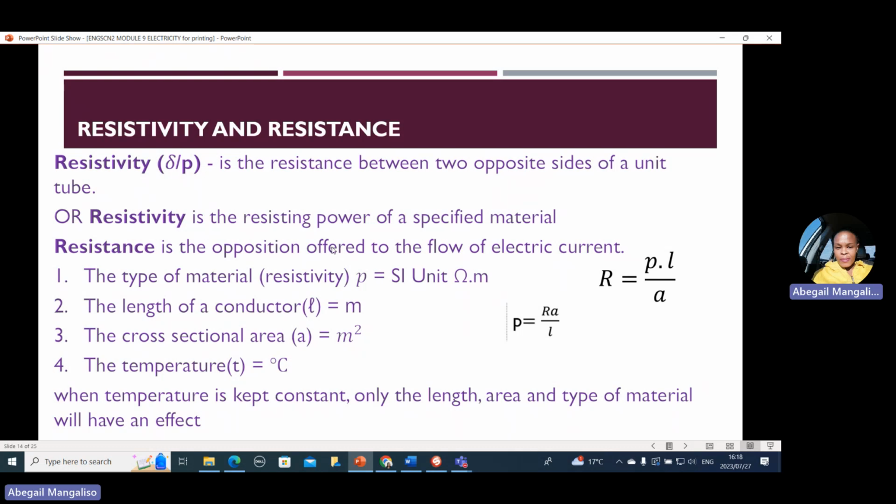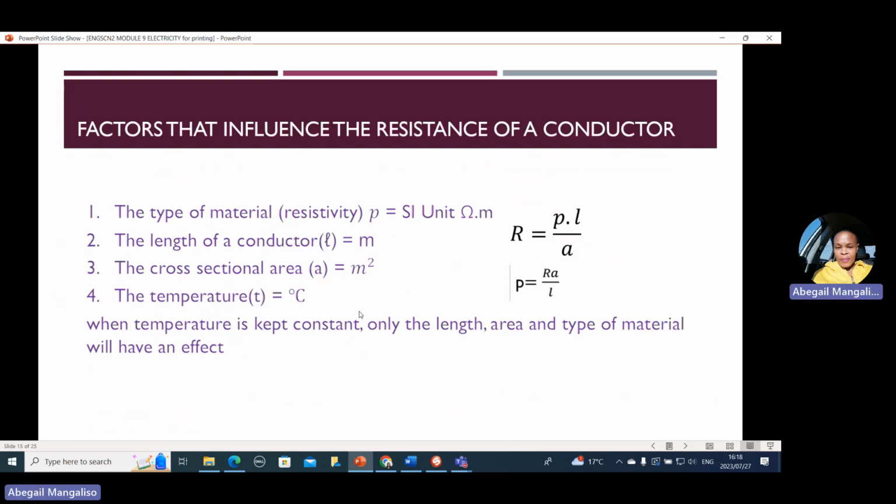We know it as density in hydraulics. So in electricity, it will be a symbol to calculate resistivity. There are factors that influence the resistance of a conductor. The resistance of a conductor depends on the type of material. The type of material is the resistivity, and this is the symbol for it. The SI unit of resistivity is ohm meter.